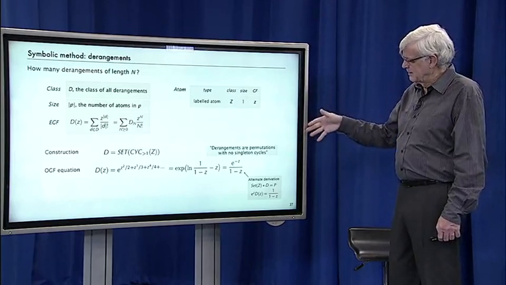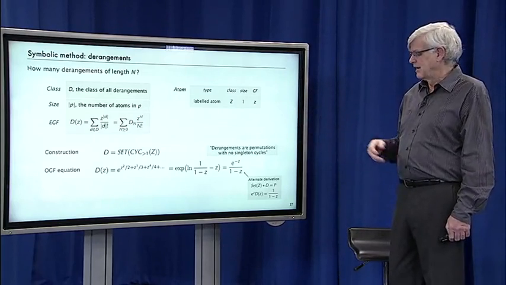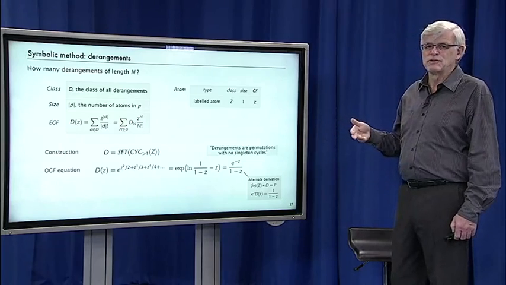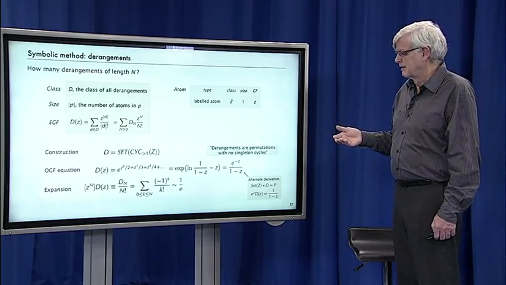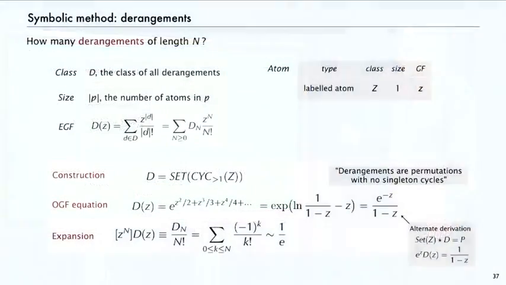So the symbolic method gives us the generating function. Now extracting coefficients from this one is a little more complicated. We actually did it already in our lecture on asymptotics. The result is that it's asymptotic to 1 over e. Let's look at each of the elements of that.